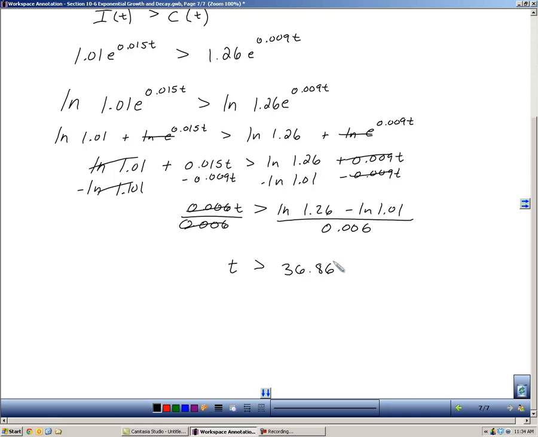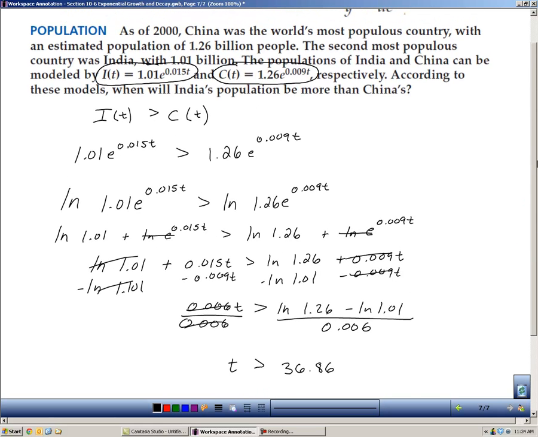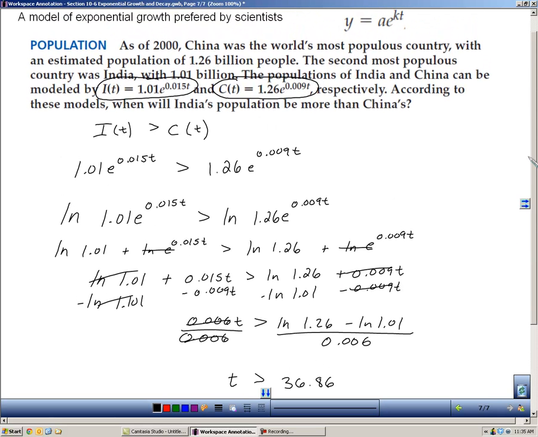36.86. So the question is, when will India's population be greater than China's population? And we would say in about 37 years. And since we started in 2000, it would be about 2037 is when that would take place.